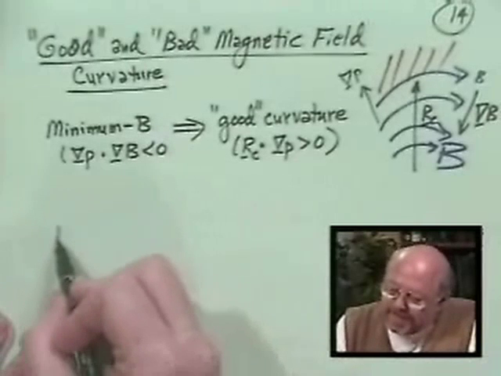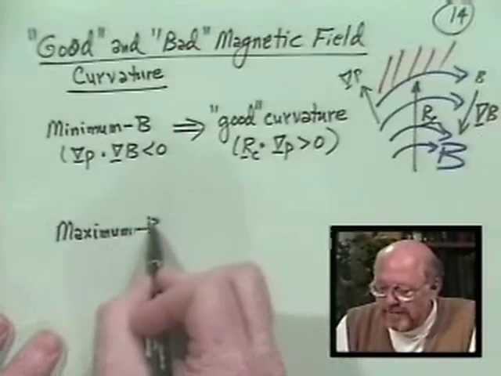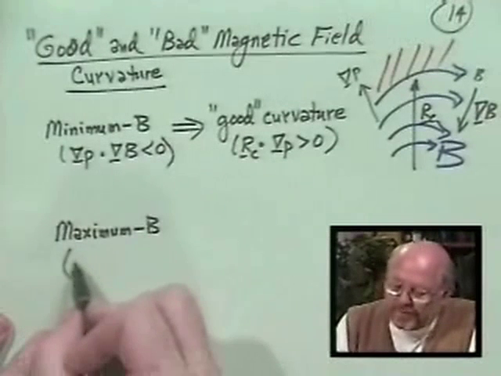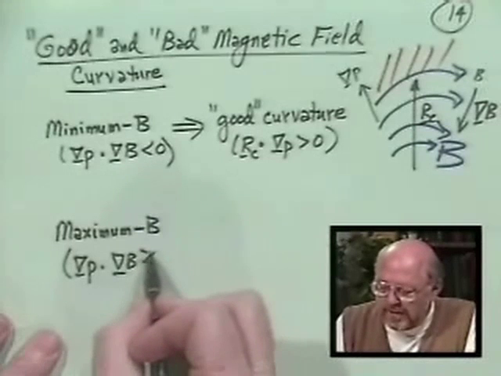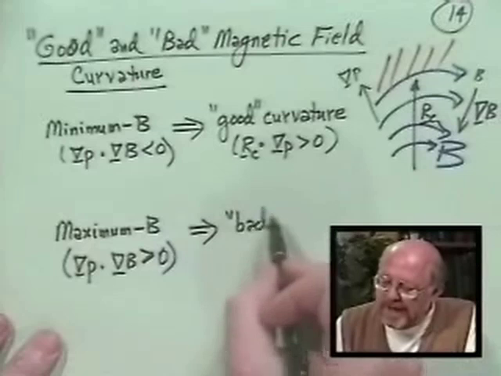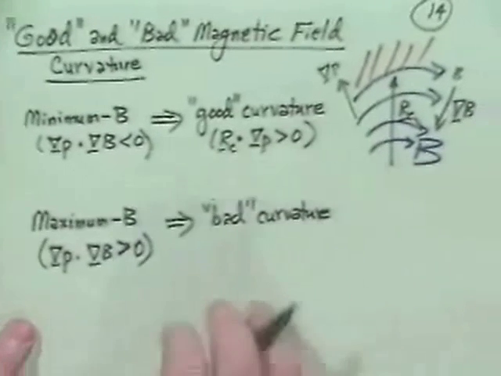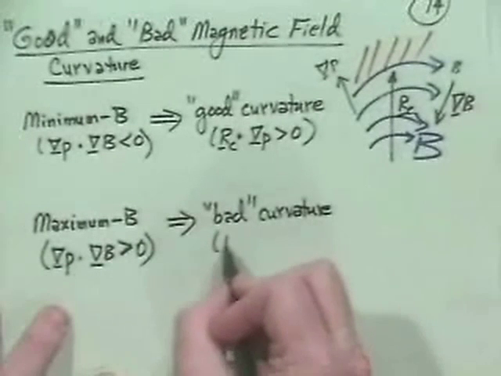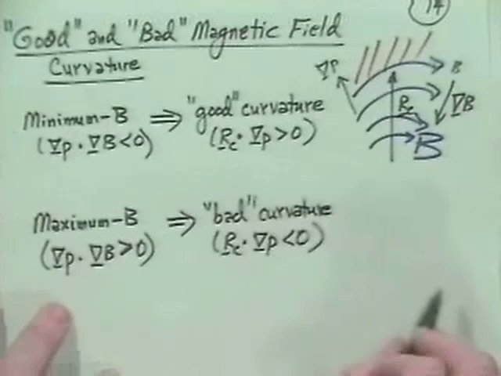On the other hand, we could have maximum B, and that would correspond to grad P dot grad B greater than zero. And this would be what we would call bad curvature. And here we would have the radius of curvature dot grad P less than zero.